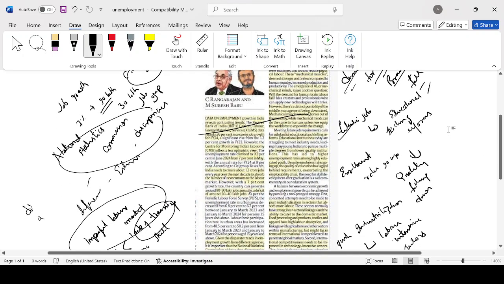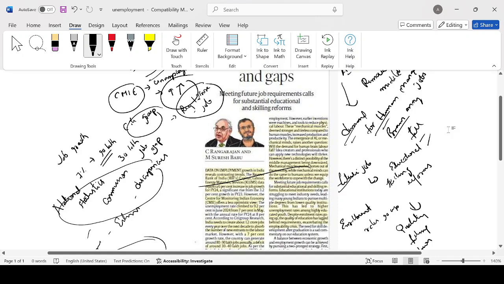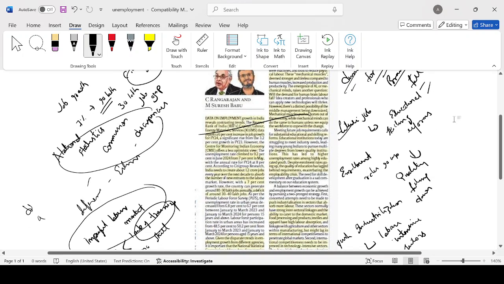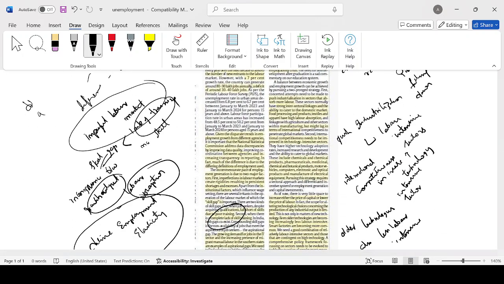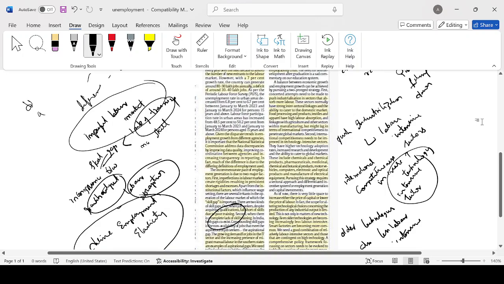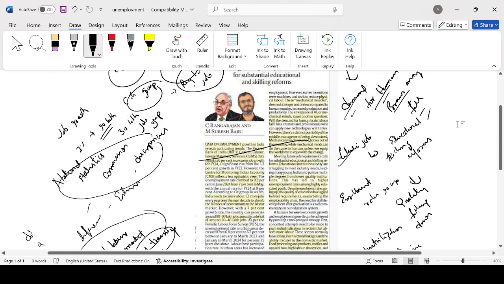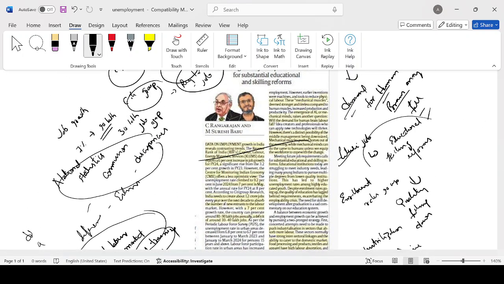Further, they are saying that in order to absorb the labor, we need to focus on the industrialization of labor-intensive industries. They also suggest that we need to be globally competitive in technology-intensive sectors too, and we need education and skilling reforms.